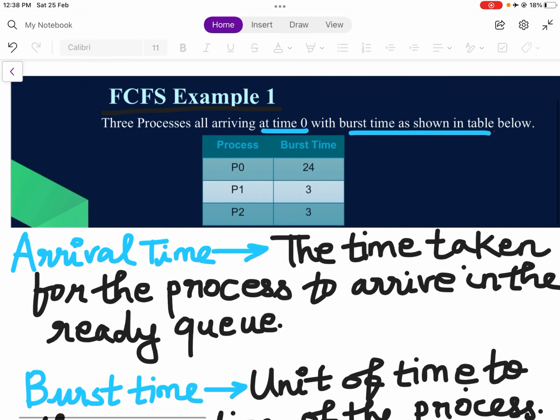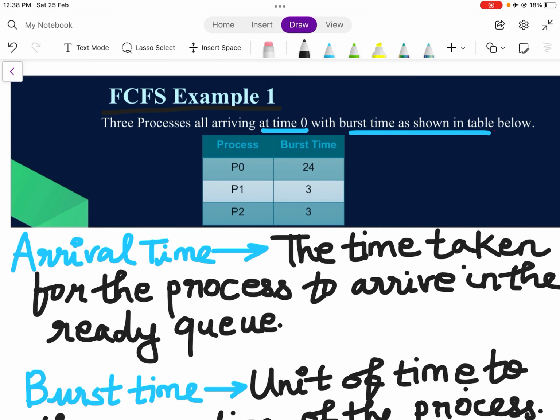So if this is the example, there are three processes, all are arriving at time 0. That means your arrival time for all processes is time 0. That means all are arriving in the ready queue at time 0 with the burst time as shown. Process 0 has burst time 24. So that means it takes 24 units to complete its execution in the CPU. Then process 1 takes 3 units to complete, process 2 takes 3 units to complete.